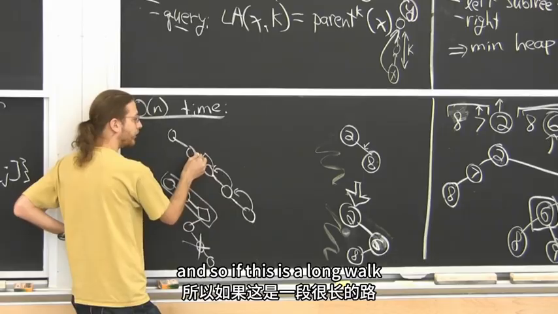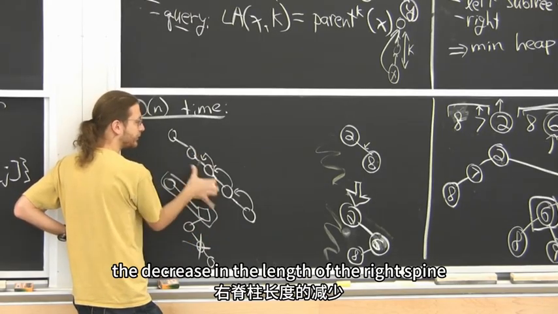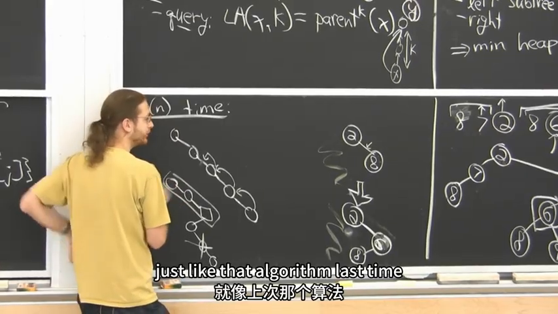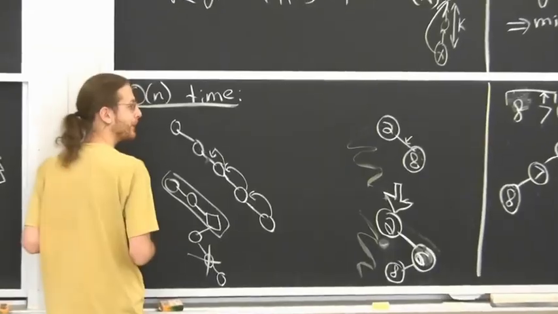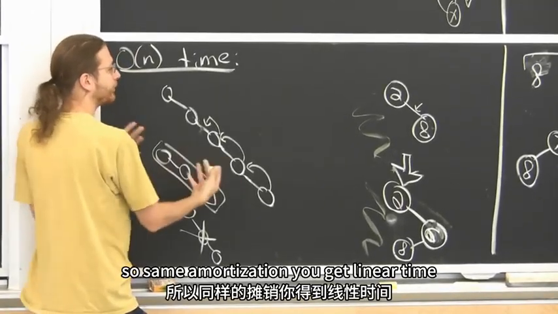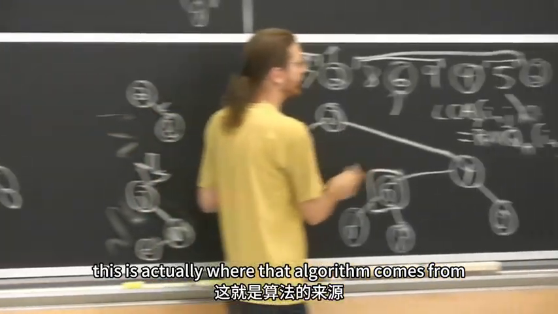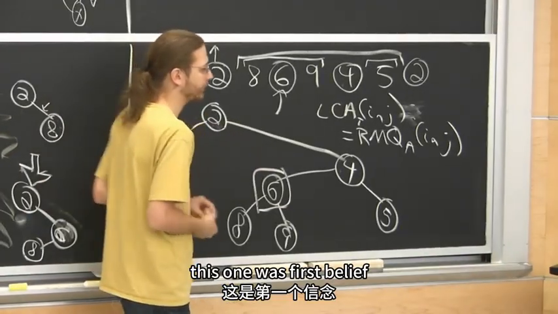And so if this is a long walk, I charge that to the decrease in the length of the right spine, just like that algorithm last time. Slightly different notion of right spine. So same amortization, you get linear time, and you can build the Cartesian tree. This is actually where that algorithm comes from. This one was first, I believe.